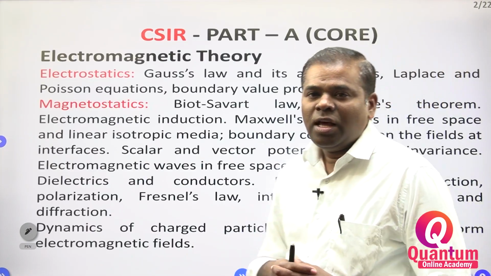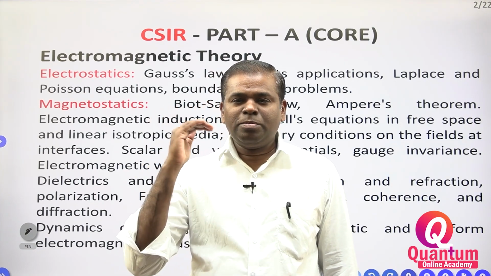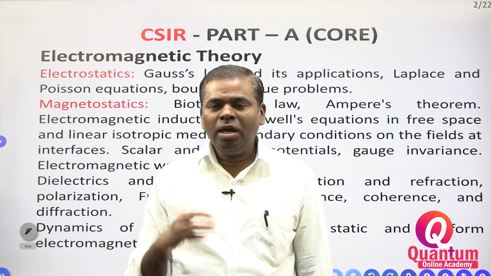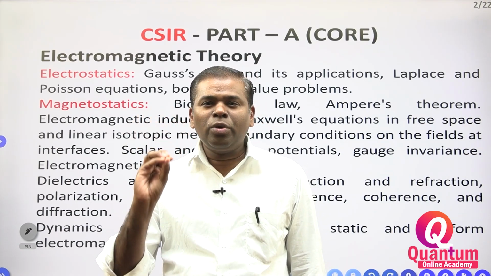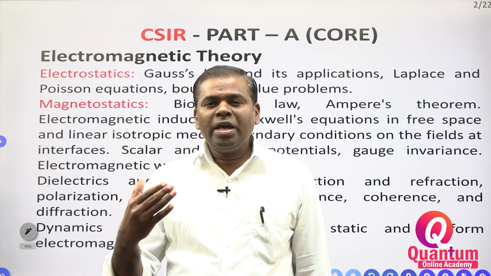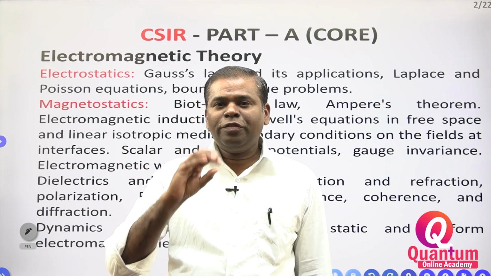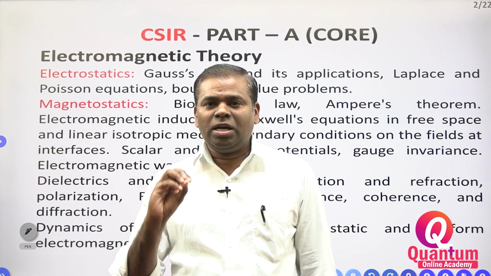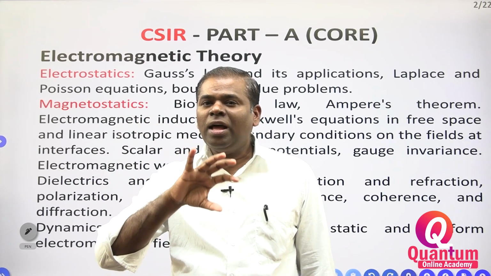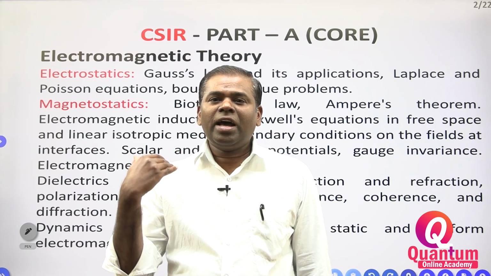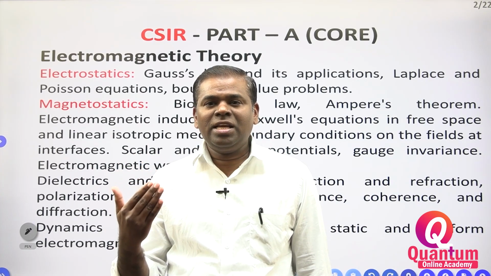Right. Now we have to discuss the syllabus. Already I told, in CSIR two varieties of syllabus are there. One is part A, another is part B. Part A is the core syllabus, purely core. Part B is the advanced syllabus, whether it may be mathematical physics, where the core belongs to mathematical physics, or classical mechanics, where the core syllabus belongs to classical mechanics. Similarly, we are now discussing the electromagnetic theory core syllabus.